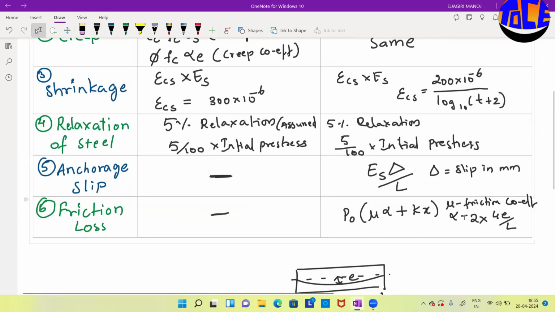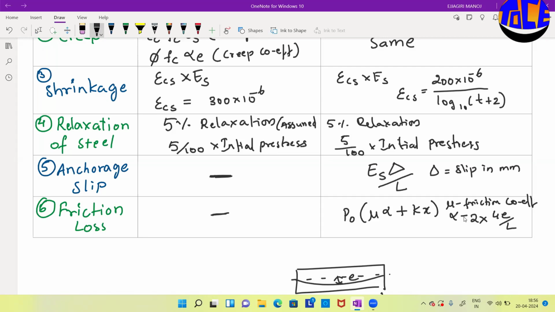So 2 times 4e divided by L will be the alpha value. And k is the frictional coefficient for wave effect or wobble effect. That means you can't ensure that the profile is going in the designed direction. Whatever parabolic tendon profile you have provided, you can't ensure that it goes in the same manner. There will be some deviations, and that deviation we call the wobble effect or wave effect.